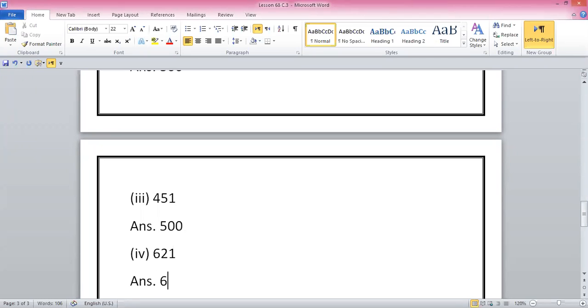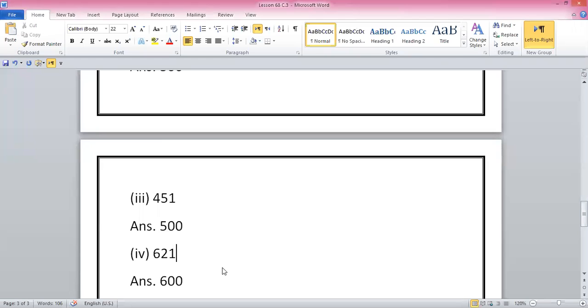621, you will write 6. You will check the next number to 6, that is 2, which is less than 5. That means you don't need to add 1 to the 6. And the other two numbers you will make 0. It will be 600. Is that clear? Yes or no?